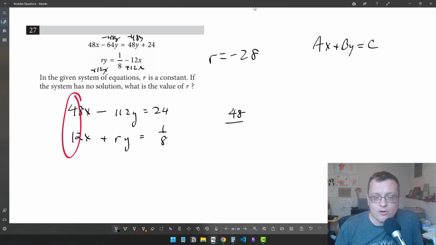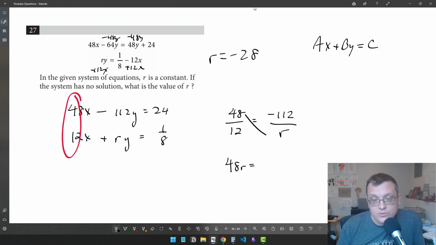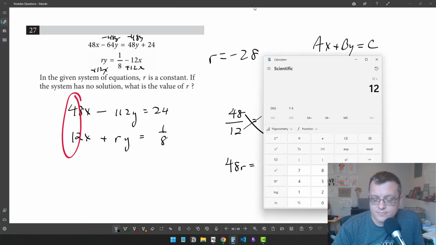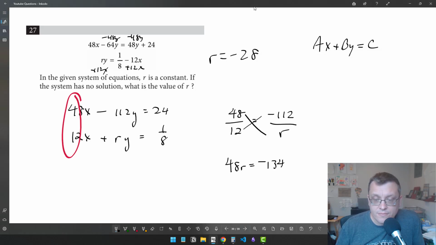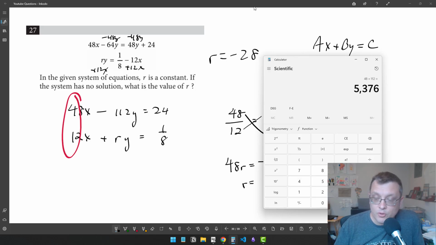So 48 over 12 is equal to negative 112 over r. And we just go ahead and cross multiply and solve for r, and we're good. So 48r equals negative 1,344. So now we'll divide by 48. Oops.